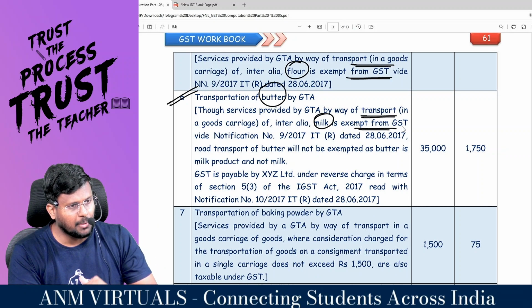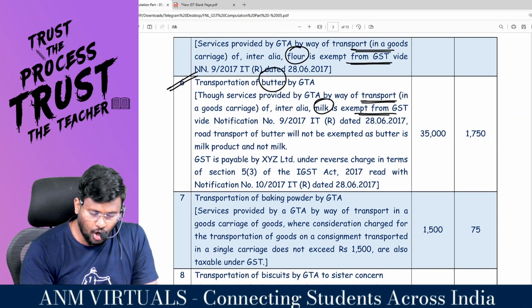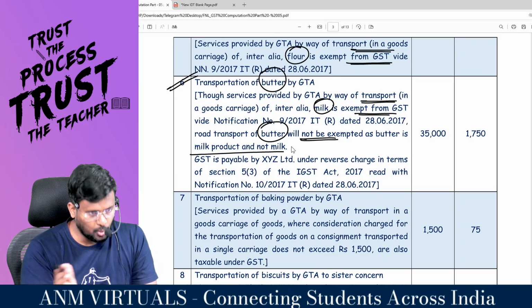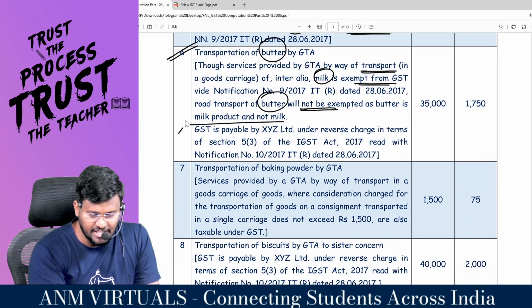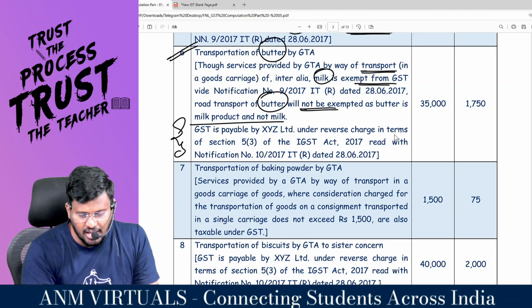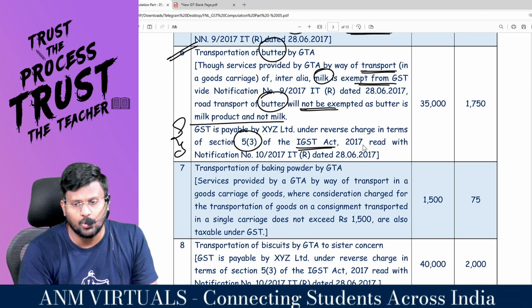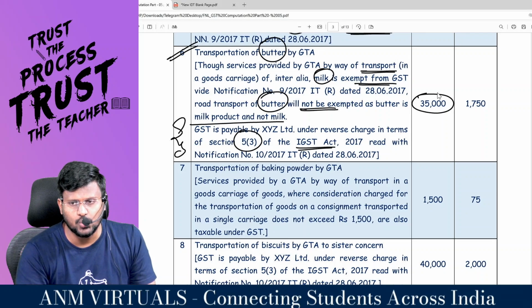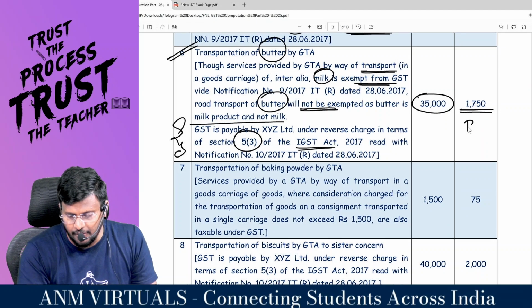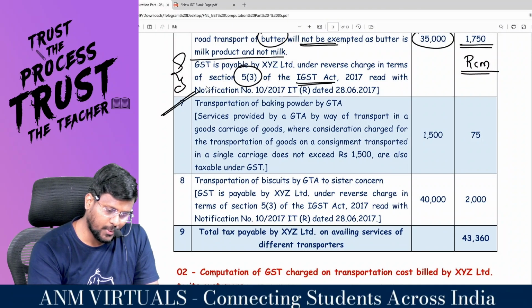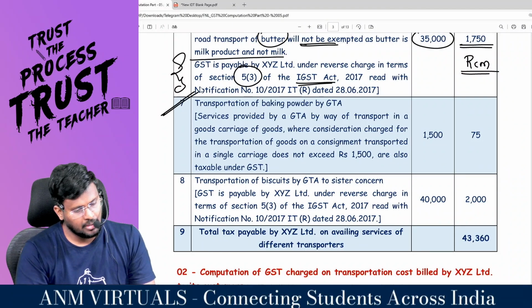So butter is different, milk is different. Road transport of butter will not be exempted as butter is a milk product and not milk. GST is payable by XYZ Limited under reverse charge in terms of section 9(3) of the CGST Act read with notification number 10/2017. So for this 35,000, my dear lovable students, 1,750 has to be paid by the recipient under RCM. I hope that you are able to connect each and every point.